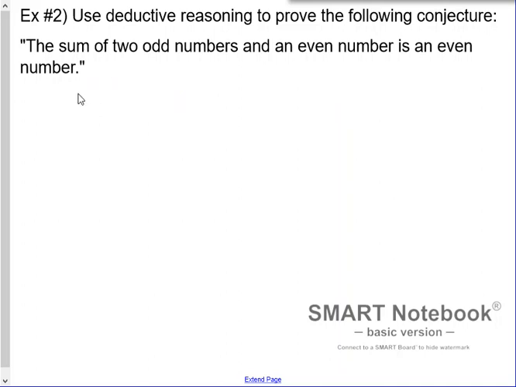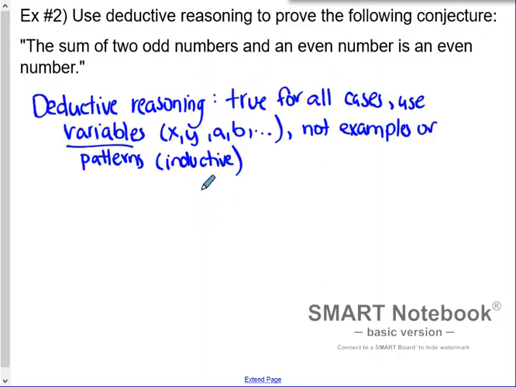So we're going to prove this using deductive reasoning. For deductive reasoning, we can show that it's going to be true for all cases. To show that, we're going to have to use variables and not examples or patterns, not using our inductive reasoning. In using variables, we will be able to show that it is true for all cases, not just for the ones that we have checked.